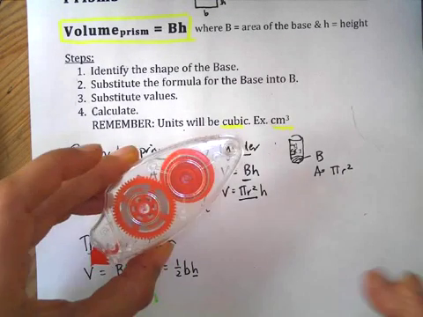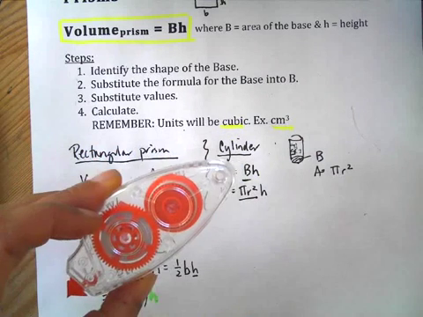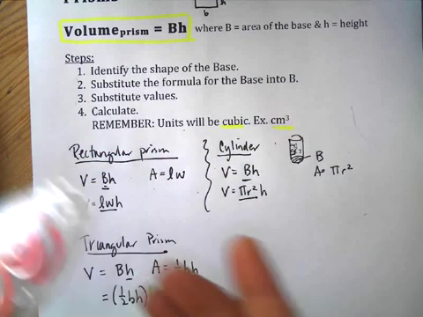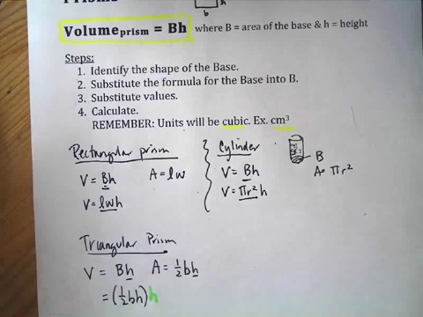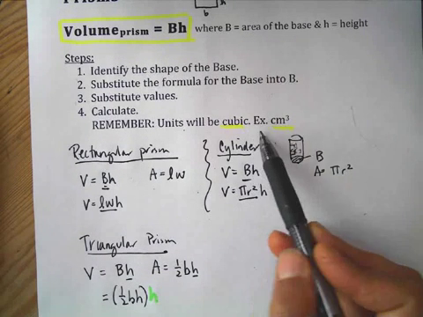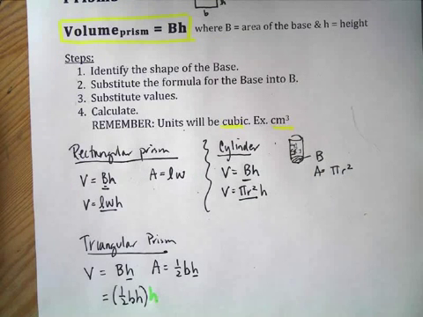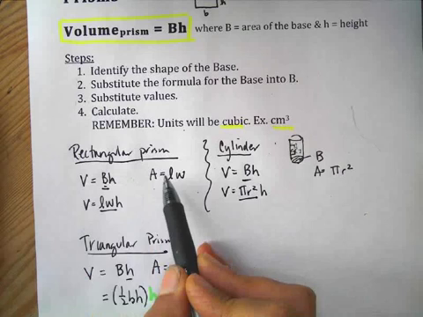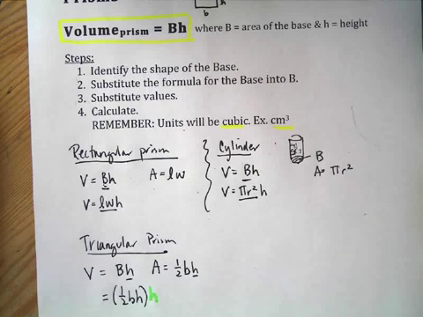So once again, prisms can be any shape. You could have something weird like this as long as the top and the bottom are the same and the sides go up. If you find the area of this and multiply by the height, you will find the volume, and once again your units will be cubic centimeters, cubic inches. So not a lot of memorizing, just get this basic formula and understand what gets inserted in there. Good luck.